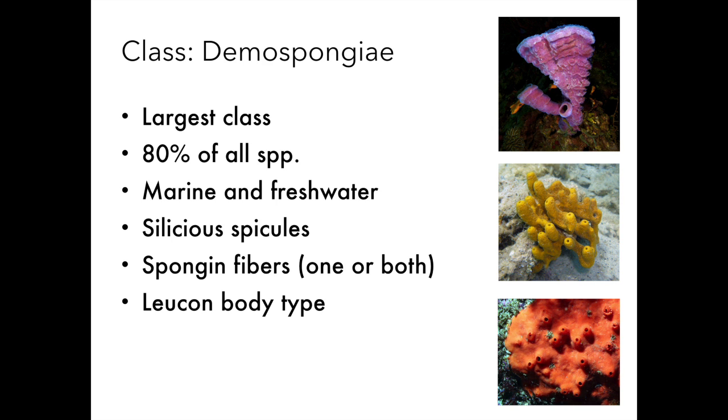The Demospongii represents the bulk of the majority of species of sponges, about 80% of all species, both marine and freshwater members, but unlike the Calcarea, they have siliceous spicules, so they're made up of silicon dioxide or glass, and they may also have spongin fibers, spongin being the protein that sometimes makes up the mesohyl of sponges. And a sponge might have both, or only one of those types of spicules. And members of Demospongii are of the leuconoid body type.